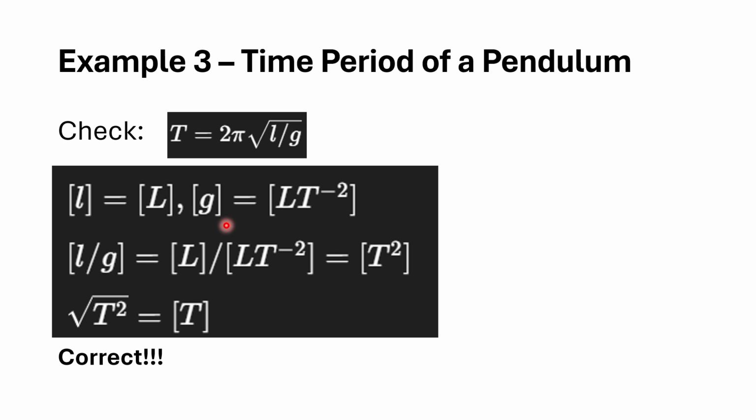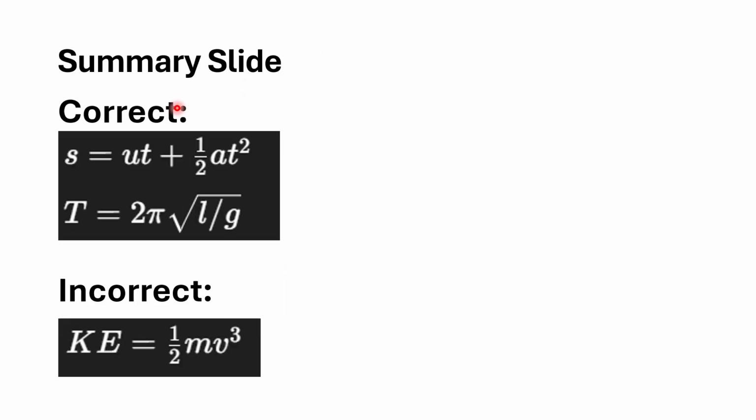and yes, it's a valid equation. So these are some examples we have studied for checking whether an equation is dimensionally correct or not. Yes, it's a summary slide. The correct ones are these two, as we studied in the previous slides. So these two are correct, but this one is totally incorrect.